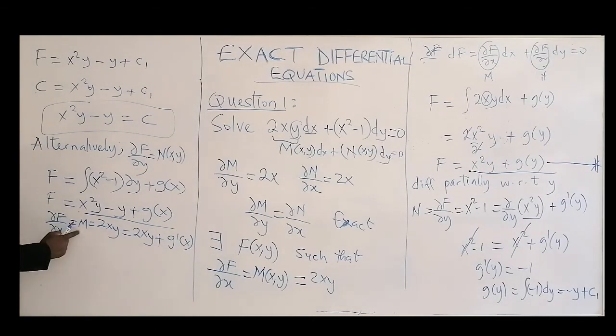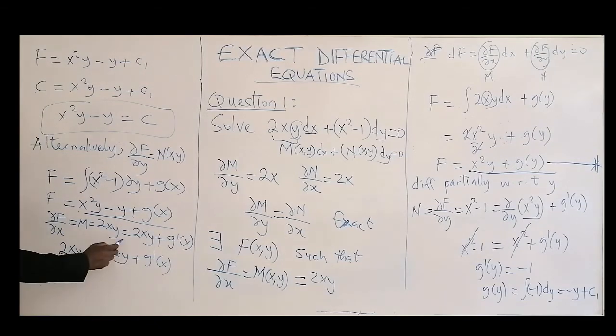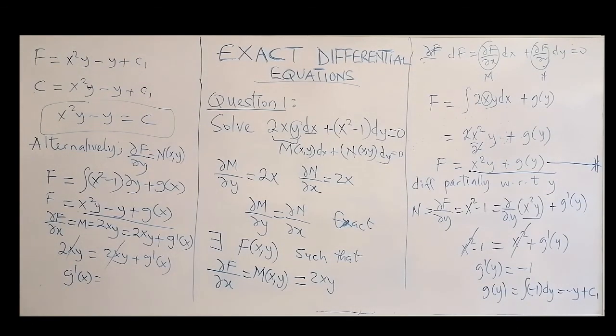Okay, then we have a value for m. Our m is 2xy, equal to 2xy plus g prime of x. So this one will cancel out, this one will cancel out, this one will cancel out. Then you have g prime of x equal to 0, and if you integrate both sides, g of x equal to 0.